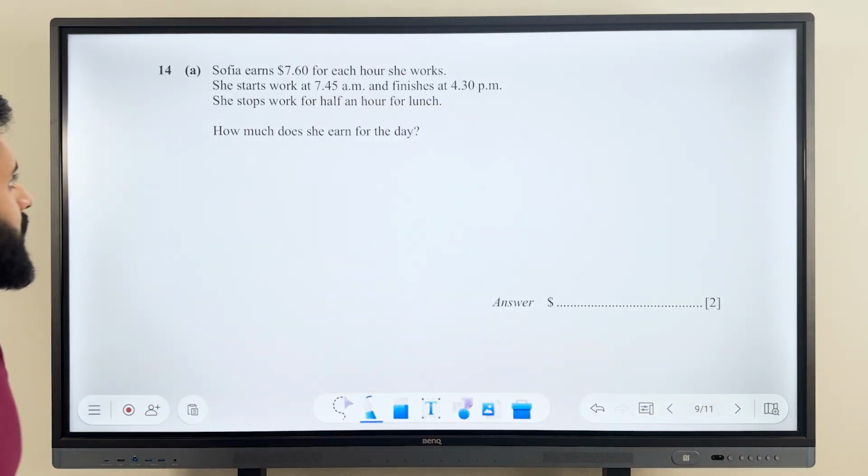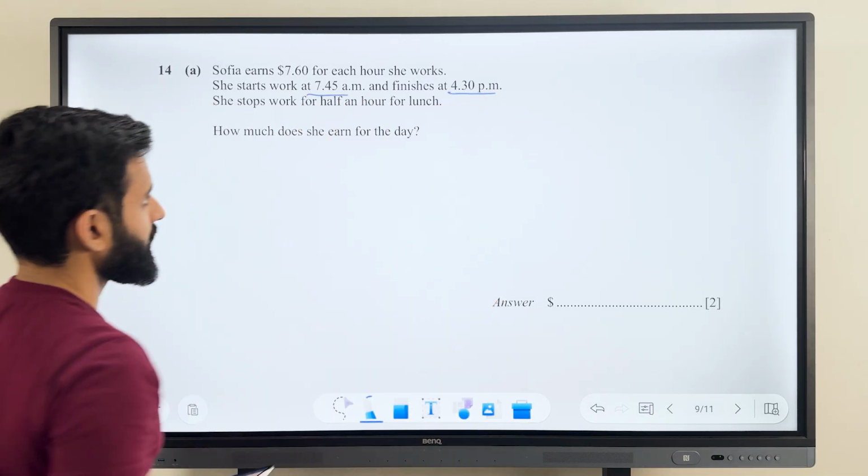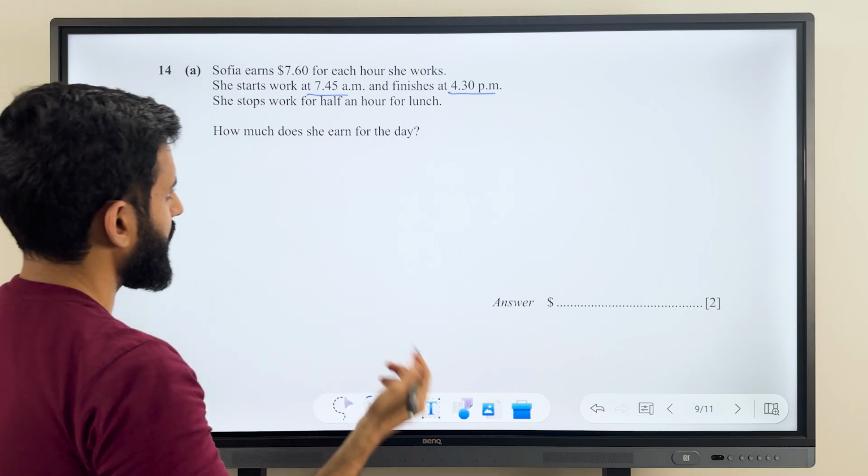Now let's move on. Sufia earned $7.6 for each hour she works. She starts at 7:45 a.m. and she finishes at 4:30 p.m. She stops work for half an hour for lunch. How much does she earn for the day? So first of all, let's calculate the number of hours that she works.